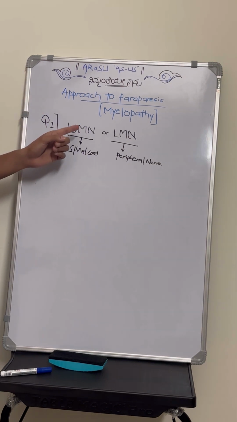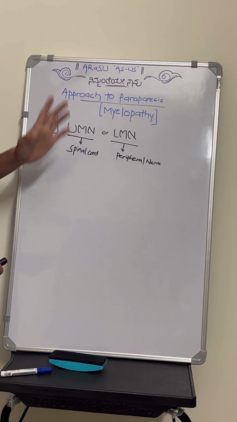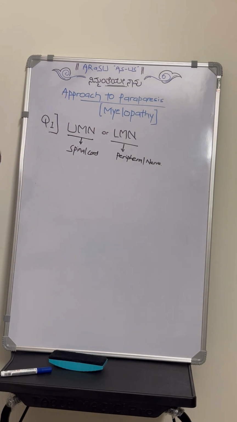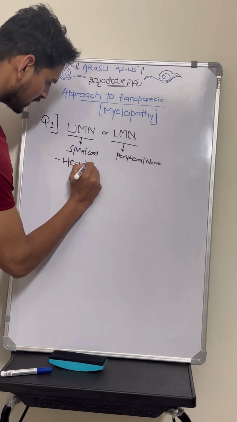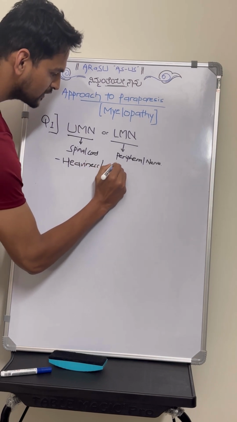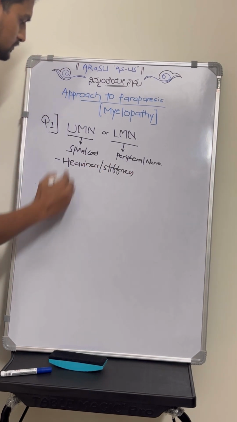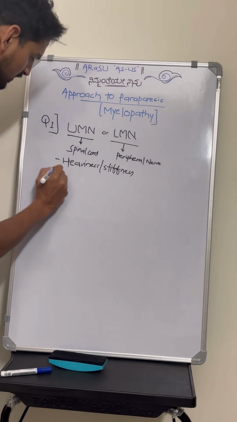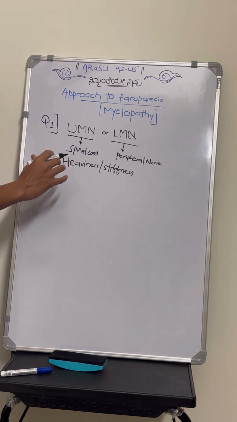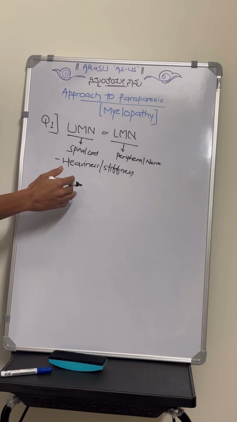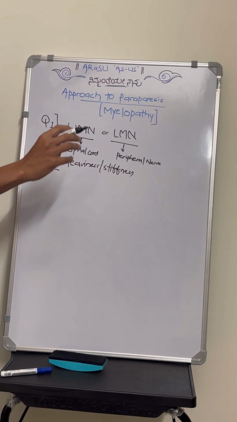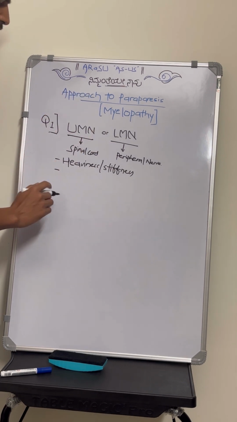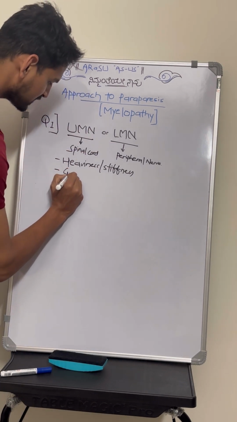So how to differentiate the weakness as UMN or LMN? See, in UMN type of lesions, when they complain about weakness, most of the time they will describe it as heaviness of the limb or stiffness. So this we have to focus on in case of UMN lesion. And next, in UMN type of lesion, a group of muscles will be involved, or sometimes the entire limb, compared to LMN, where only a specific muscle will be involved majority of the time.